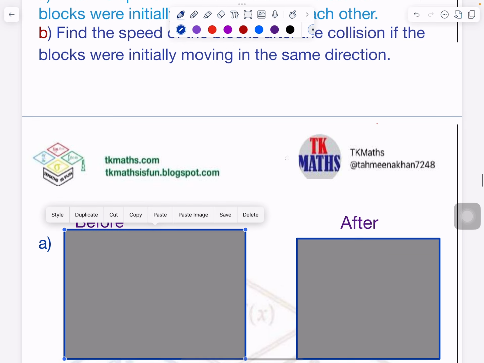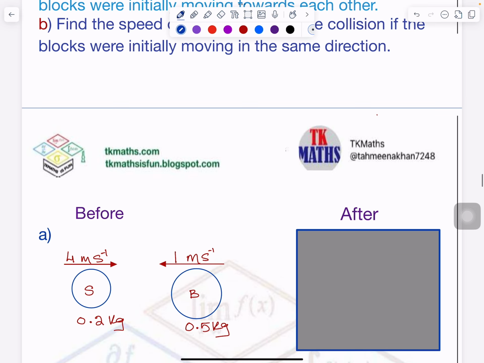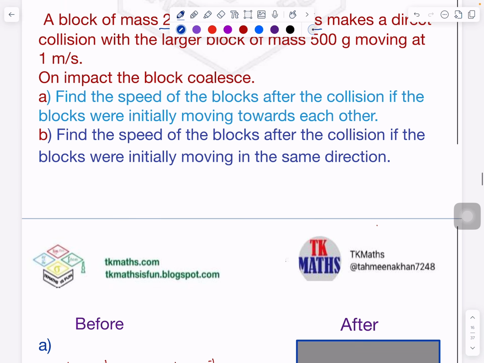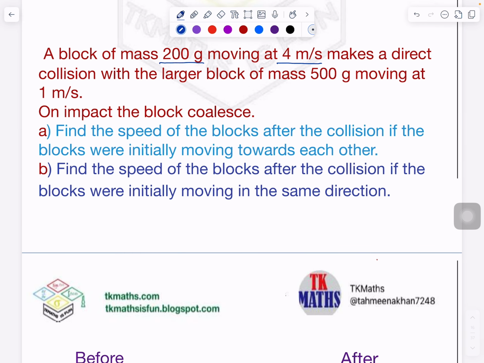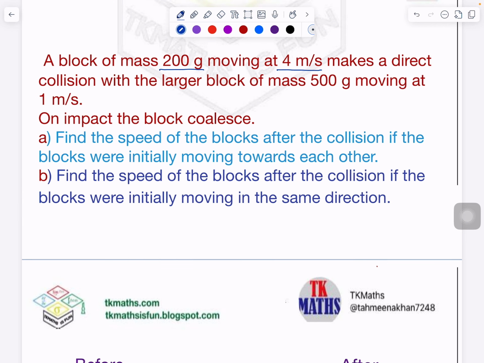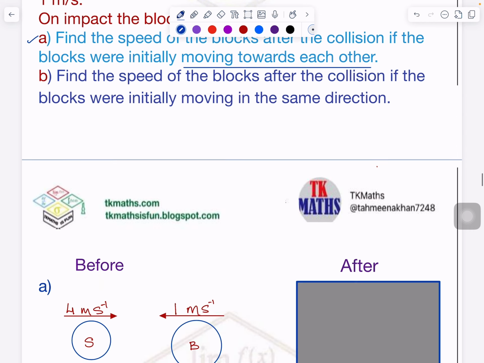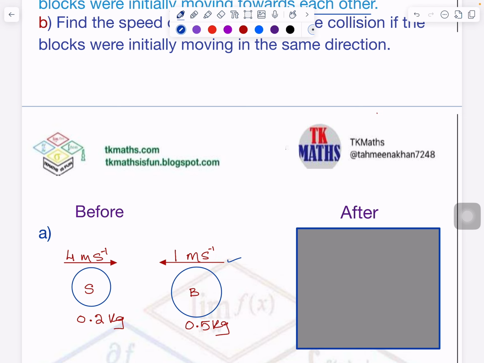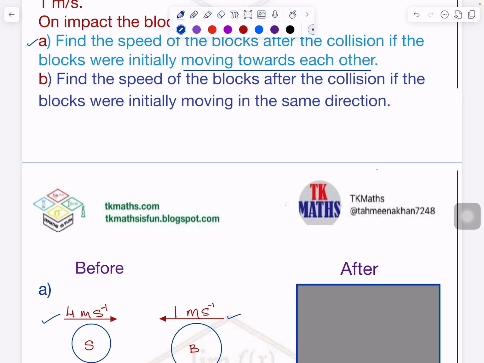Just like I said earlier, draw the diagram and write down the important information. It makes a direct collision with a larger block of mass 500 gram moving at 1 meter per second, right? Part A, they are taking two conditions here. One condition is when they are moving toward each other. So just focus on part A right now. Here I have taken the arrows in the opposite direction because part A is saying they are moving in the opposite direction.